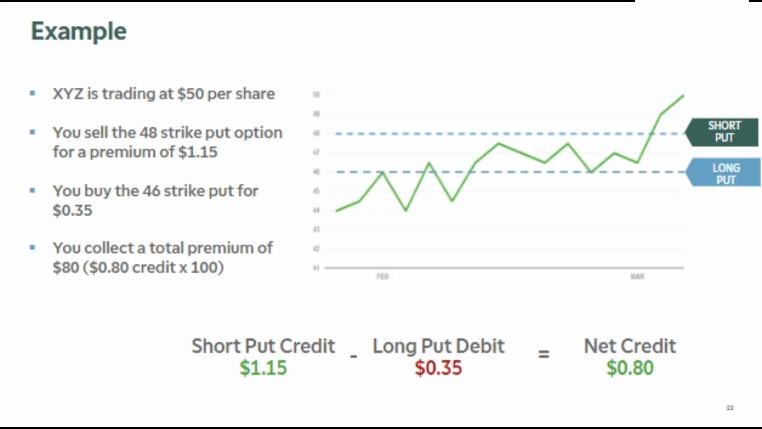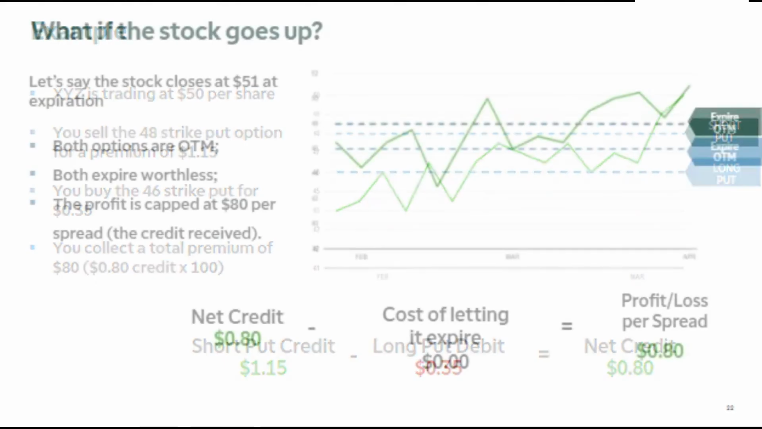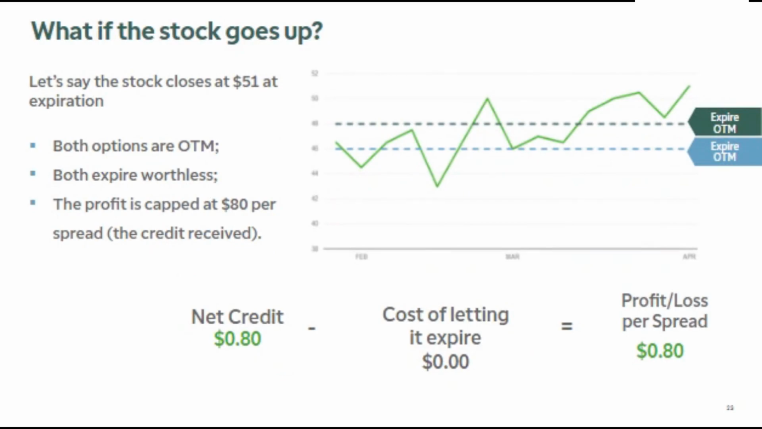So our total premium we collect would be 80 cents. $1.15 minus 35 cents, 80 cents. Simple enough. Okay, if the stock closes at 51, both sides are out of the money. They both expire worthless. We just keep our premium of 80 cents.